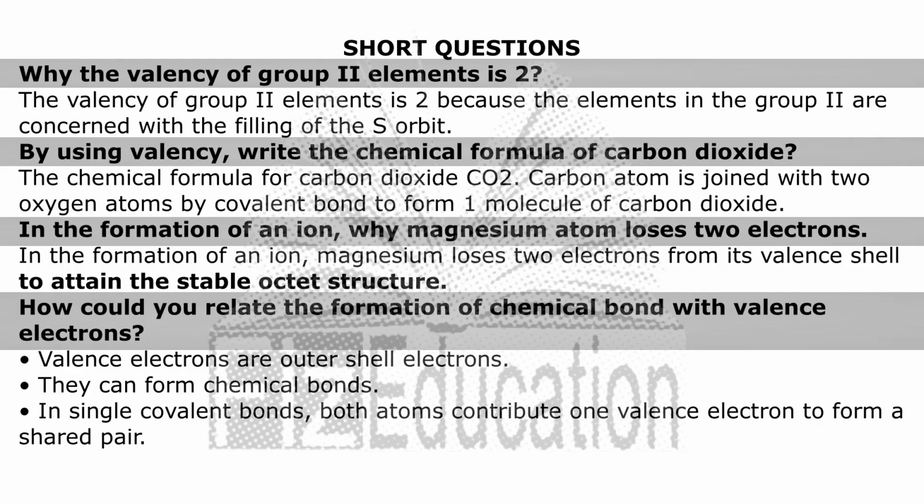Short questions. Why is the valency of group 2 elements 2? The valency of group 2 elements is 2 because the elements in group 2 are concerned with the filling of the s orbital. By using valency, write the chemical formula of carbon dioxide.